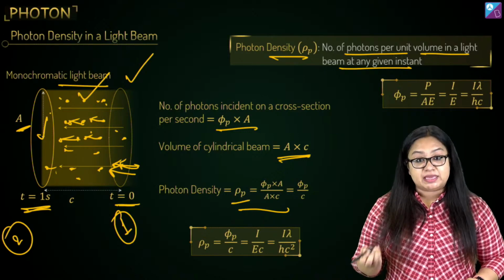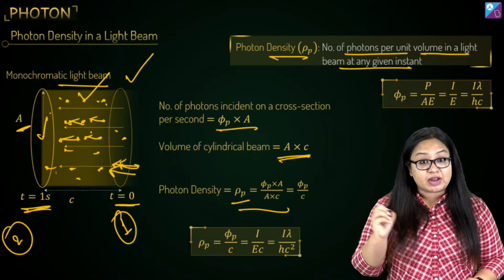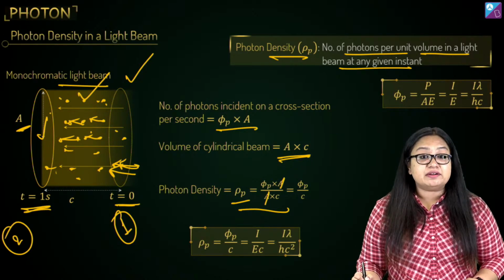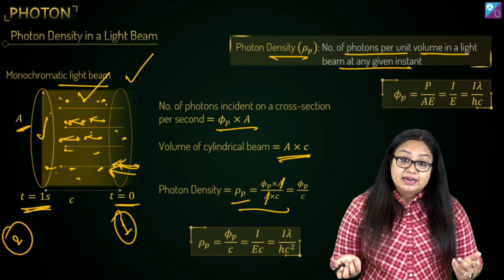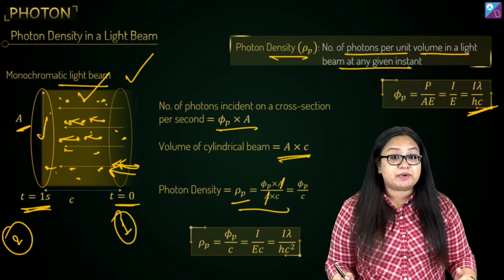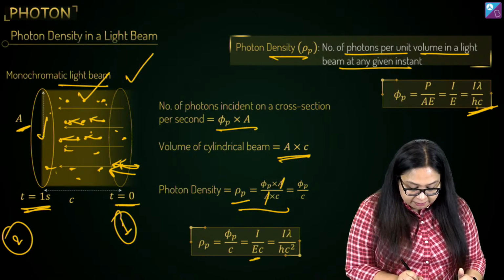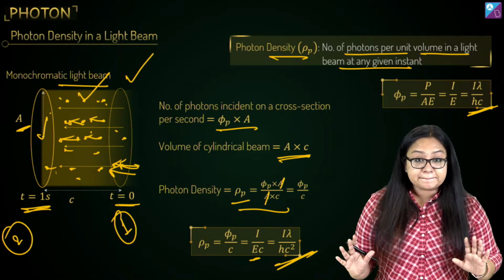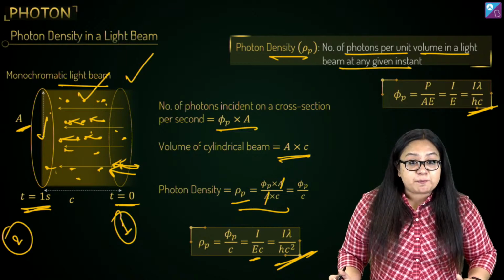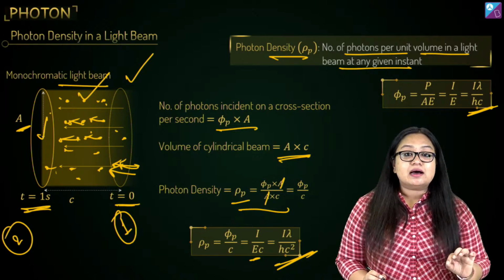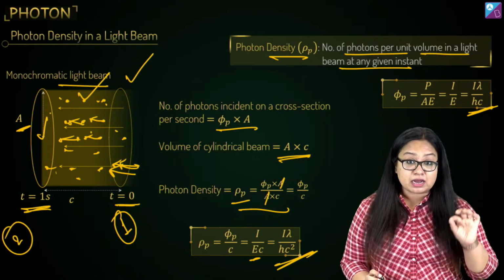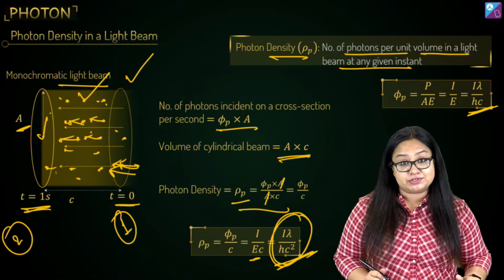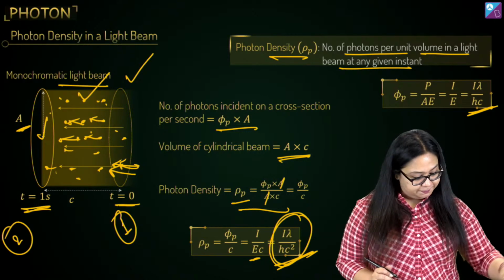So there we go. Photon density rho_p will be equal to phi_p, flux of photon, into A divided by A into c. A gets cancelled out. I get phi_p divided by c. Now phi_p we have already calculated, right? This is equal to what? I lambda by hc. So here I can say I lambda by hc divided by c, which is I lambda by hc squared. Okay? I hope you've understood this properly. Photon density in a monochromatic light beam comes out to be I lambda by hc squared. Do remember this. Alright? Okay.